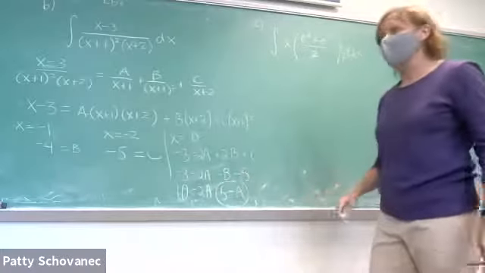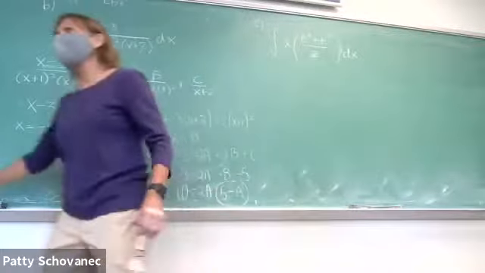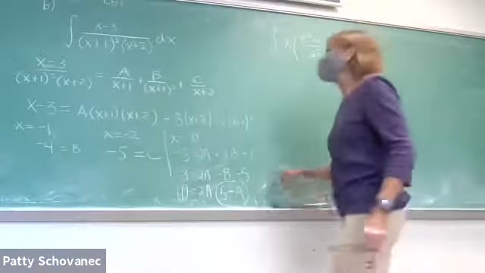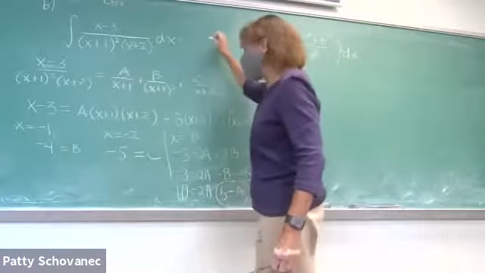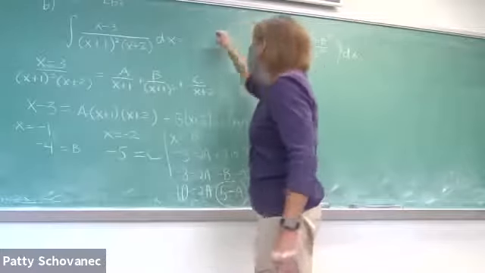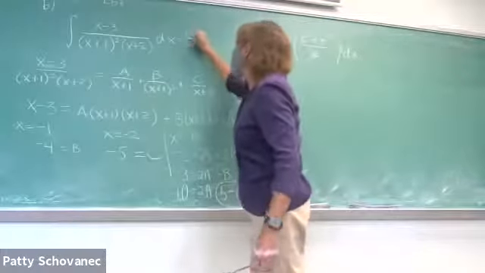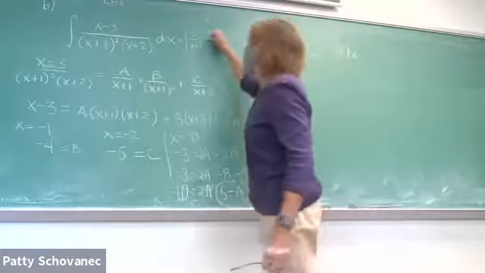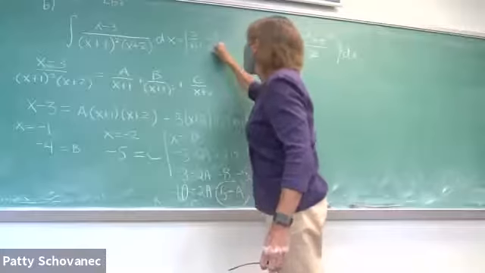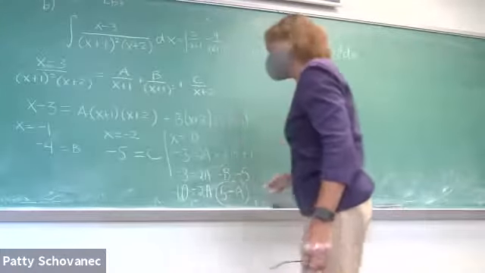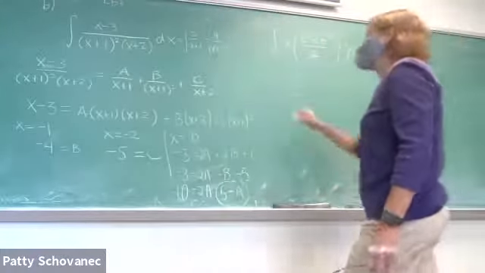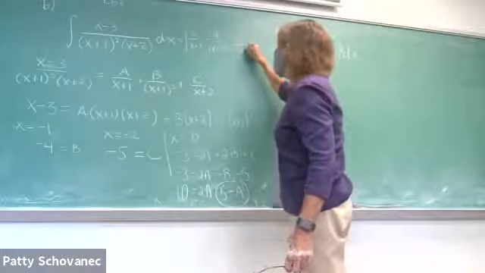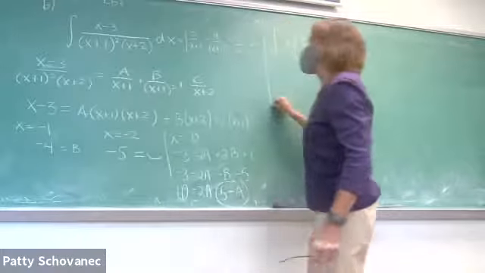Did you forget the 2 on the A too? Yeah. All right, so we're integrating A, which is 5 over x plus 1. B is -4 over x plus 1 squared. C is -5 over x plus 2. Is that part okay?